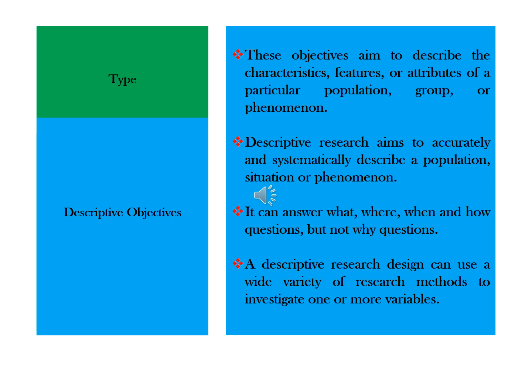The other type of objective is called descriptive objectives, and these are objectives that aim to describe the characteristics, the features or attributes of a particular population, a group, or phenomena. Their aim is to accurately and systematically describe a population, a situation, or a phenomena. Such objectives can be used to answer the what, the where, the when, and how questions, but not the why question.